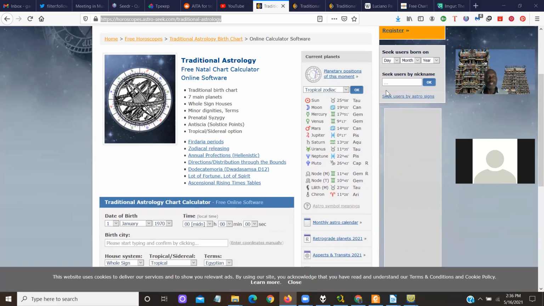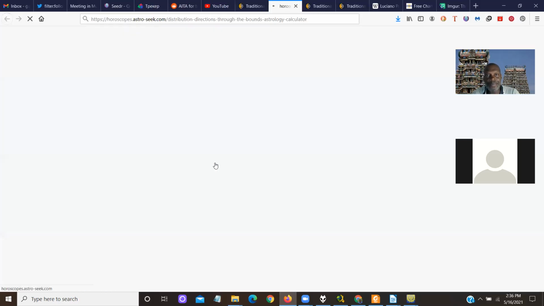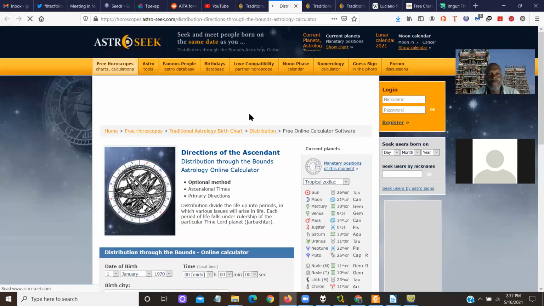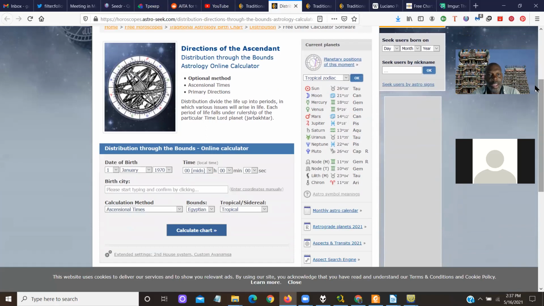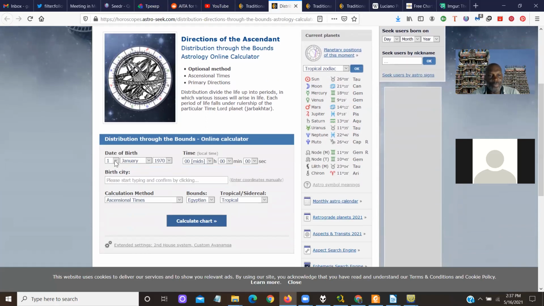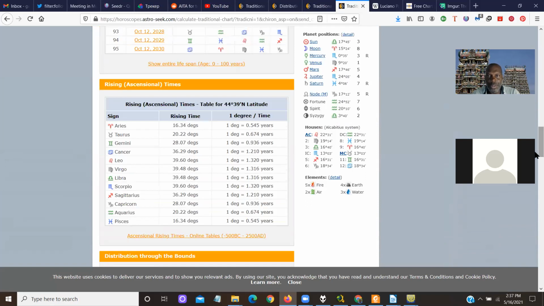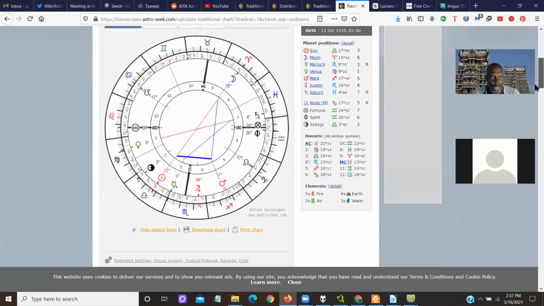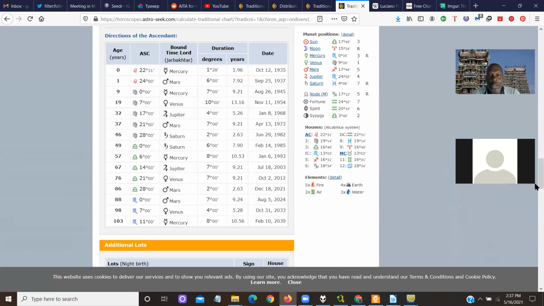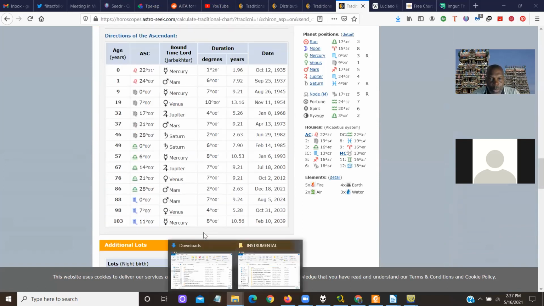It should bring you to this traditional astrology chart calculator. And you want to click on directions, distribution through the bounds. That will take you to here, and then you're going to put in your information. I've already done this one for Luciano Pavarotti, so that should be him. Okay, now let me get the actual chart, so we can explain what's going on.